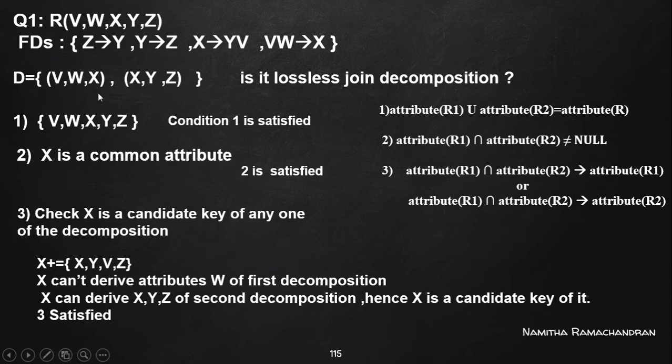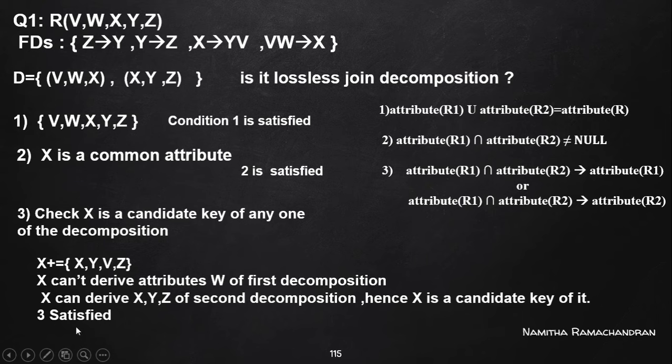But we can't stop here, because we have one more decomposition. We want to check in this decomposition also. X, Y and Z are present here in this closure set, which means X can derive the values of Y and Z. So this X forms a candidate key of this particular decomposition, because using the value of X we can derive all other attribute values of this decomposition.